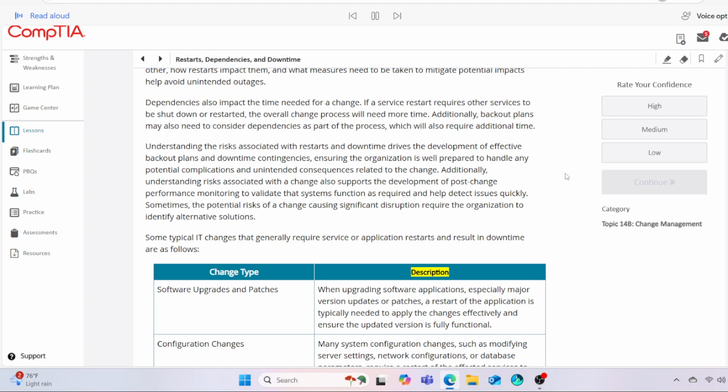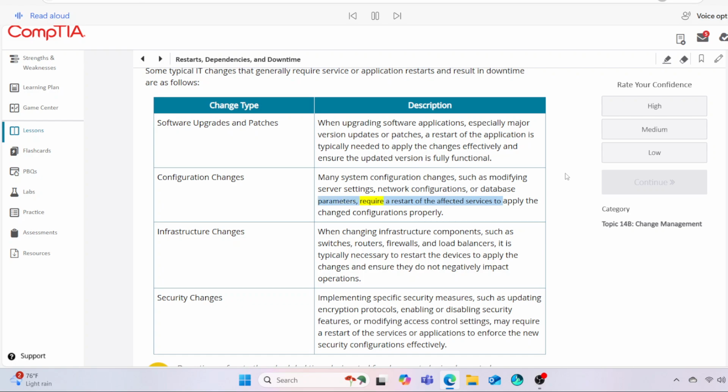Change type. Description: software upgrades and patches. When upgrading software applications, especially major version updates or patches, a restart of the application is typically needed to apply the changes effectively and ensure the updated version is fully functional. Configuration changes. Many system configuration changes, such as modifying server settings, network configurations, or database parameters, require a restart of the affected services to apply the changed configurations properly.